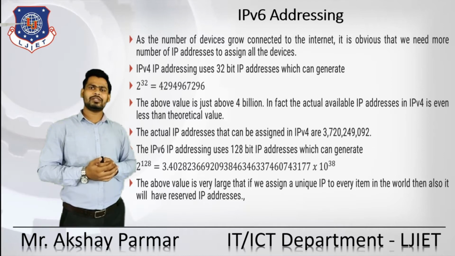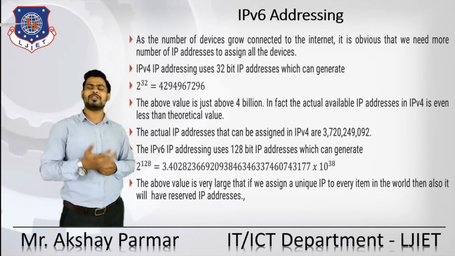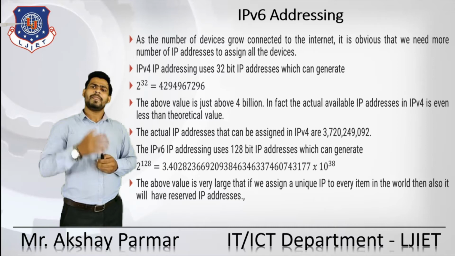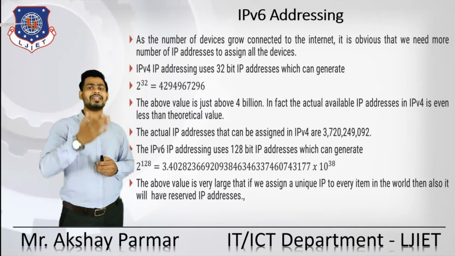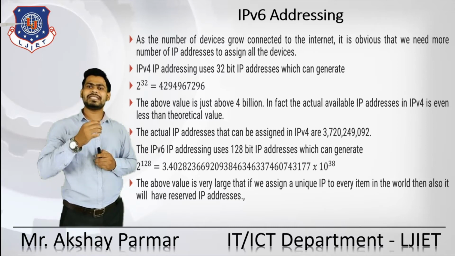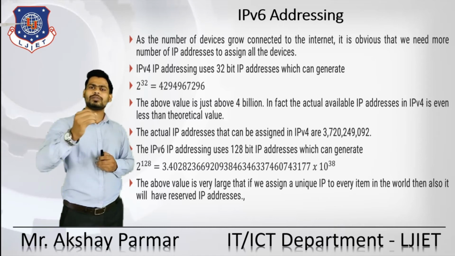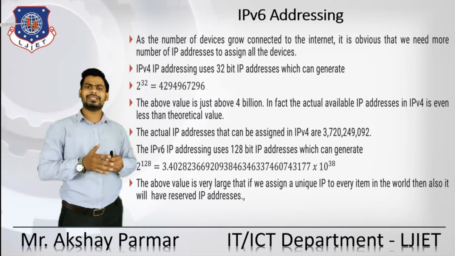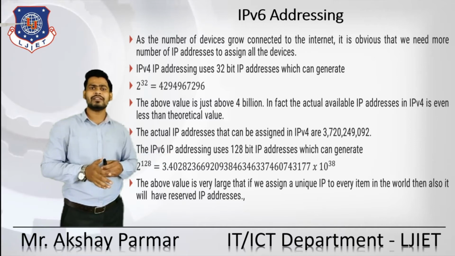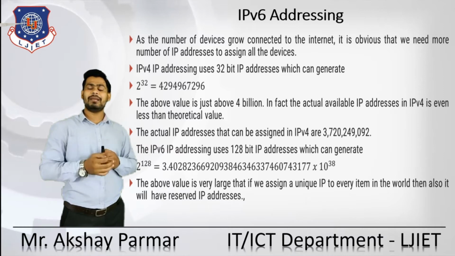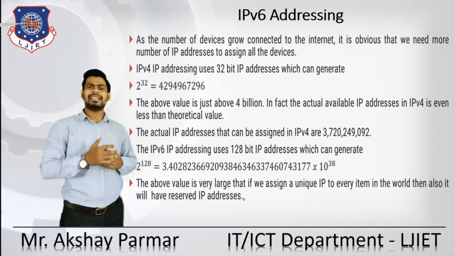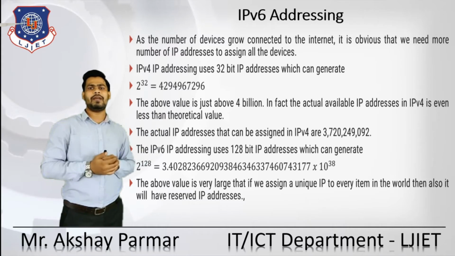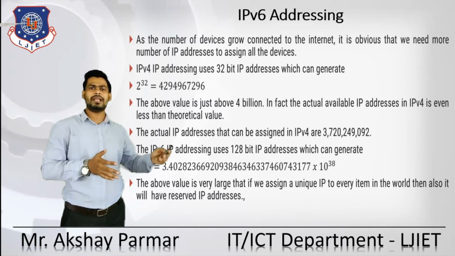You can see that IPv4 has 32-bit IP addresses, which can generate only 2^32 IP addresses. Theoretically, that value is just above 4 billion. In fact, the actual available IP addresses in IPv4 are even fewer than that theoretical value. The actual number of IP addresses that we can assign in IPv4 is around 3.7 billion.